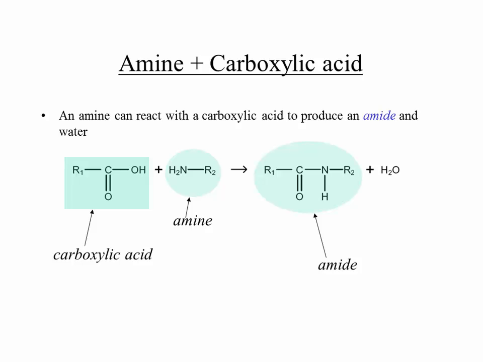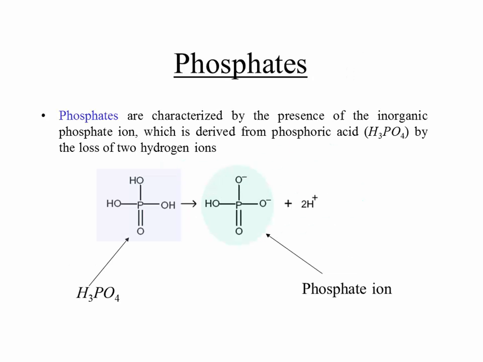This is how proteins are formed. A protein is made up of units that are called amino acids. One side is an amino group, one side is a carboxylic acid group, and many amino acids can be linked together by this kind of amide linkage to produce a protein. All right, any questions so far?